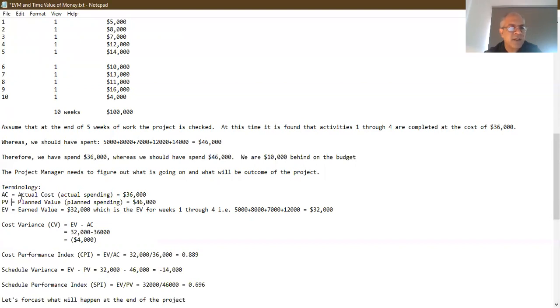So AC comes from the actual, right? How much have you actually spent? The actual cost is what you have actually ended up spending. As I said, we're checking at the end of week 5. We're finding that we're doing 1 through 4, and the actual cost of doing these 4 is $36,000, right?